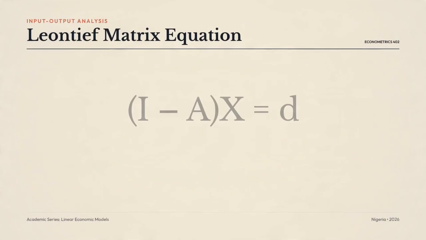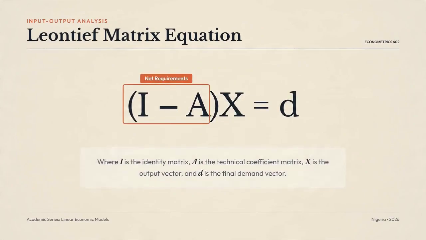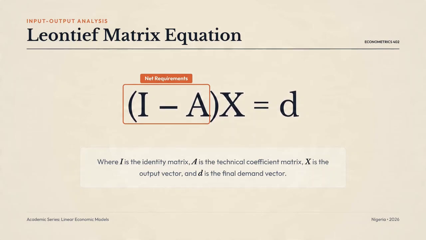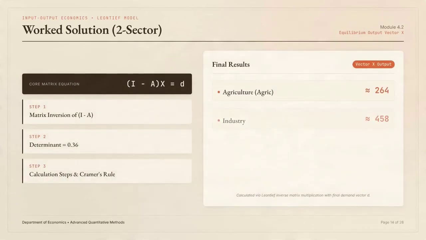Now, we move to the core Leontief equation. X equals the inverse of (I minus A) times D. By subtracting the technical coefficient matrix from the identity matrix, we define the net requirements of the economy. This allows planners to solve for the total output required to satisfy any specific level of final demand without creating shortages. Let's walk through a worked solution for a two-sector economy.